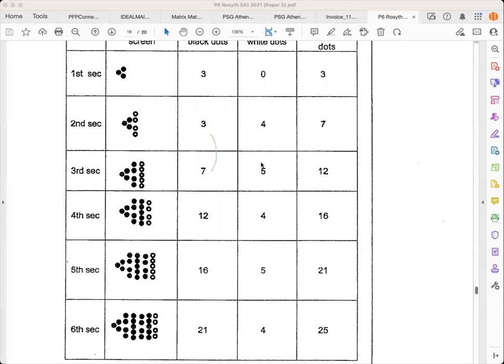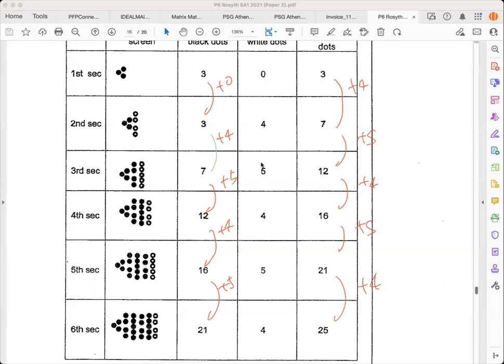the difference, let me use a different color pen. The difference here is plus 4. Here is plus 0, right? This is plus 5. This is plus 4. This is plus 5. So you can see other than the first and the second, the rest goes plus 4, plus 5, plus 4, plus 5. Now let's look at the total here. The total here is plus 4 plus 5 plus 4 plus 5 plus 4. Right? So the pattern goes like this.